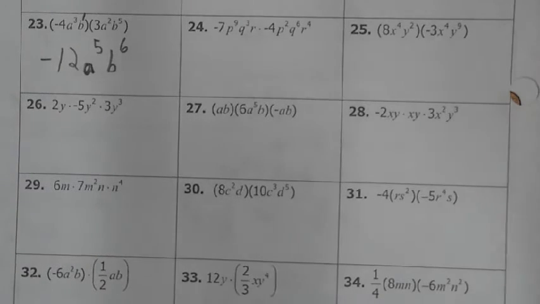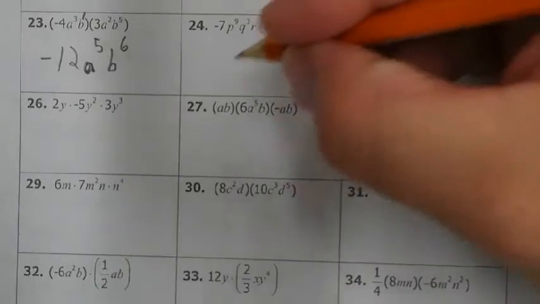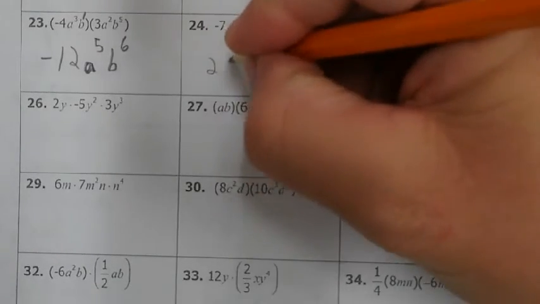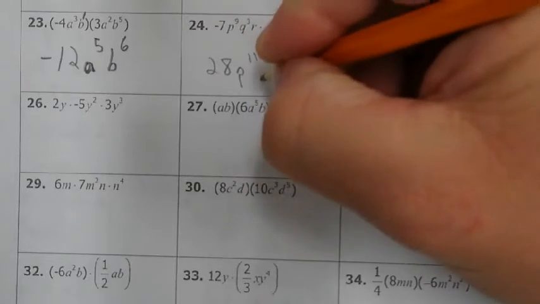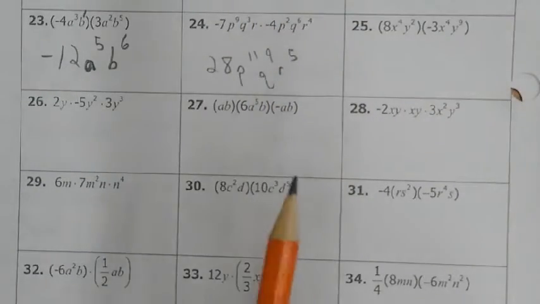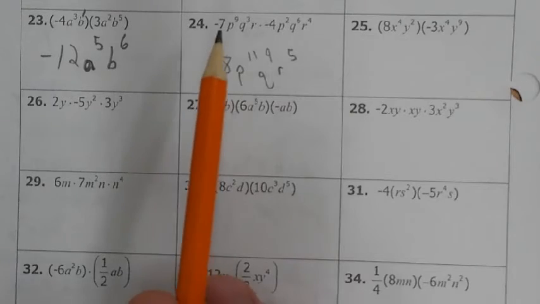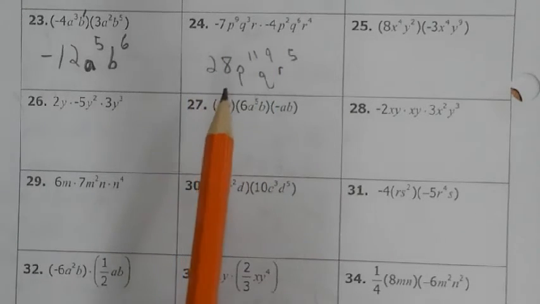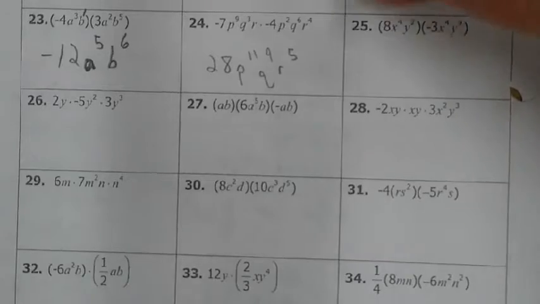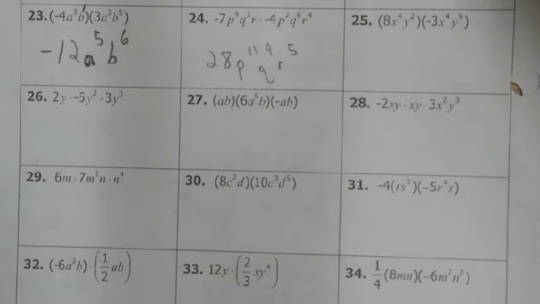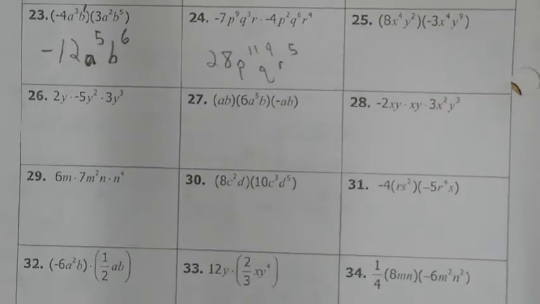All right, Brian, what'd you get? Negative 28, 2 to the power of 11, 2 to the power of 9, and r to the power of 5. Okay. You said everything right, except just remember a negative times a negative makes a positive. Okay? Everything else is right. So you just multiply negative 7 times negative 4 and add your exponents. All right, 25. Elijah, what'd you get?